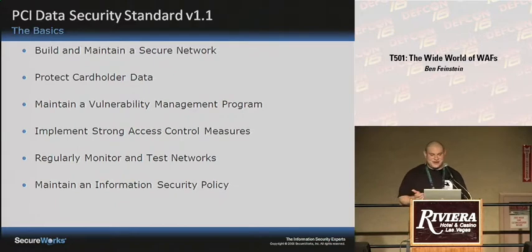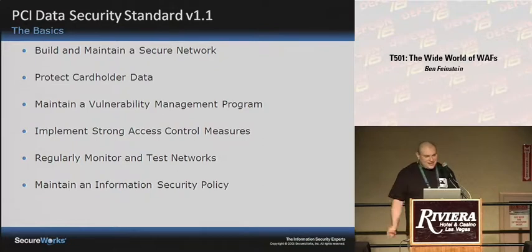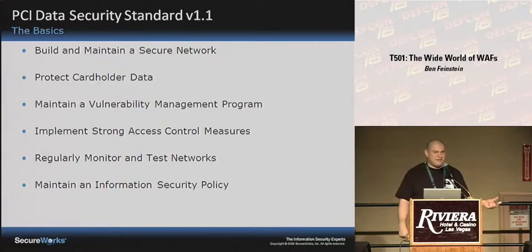So PCI Data Security Standard v1.1. This is the standard that's out right now. It's the current version. So it has some very basic requirements, very high-level requirements. Build and maintain a secure network. Okay, how do we do that? Protect cardholder data. Maintain a vulnerability management program. Implement strong access controls. Monitor and test your networks. Have an information security policy. These are the basics, okay? And under these basic areas, they have a whole wide range of requirements.